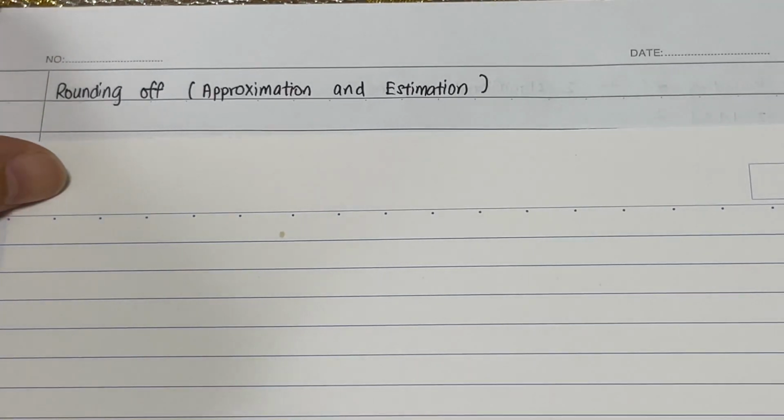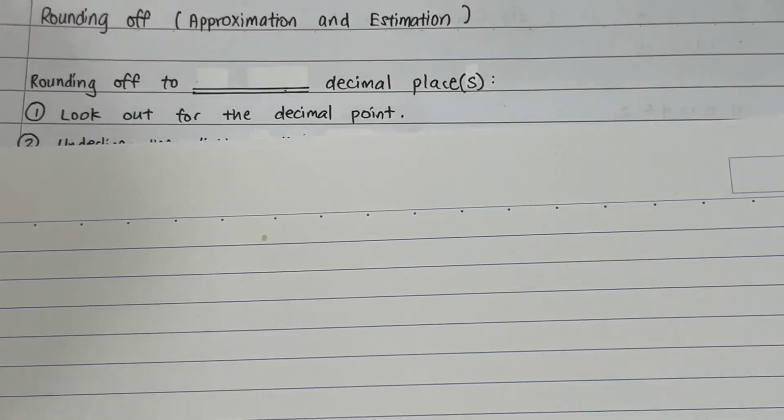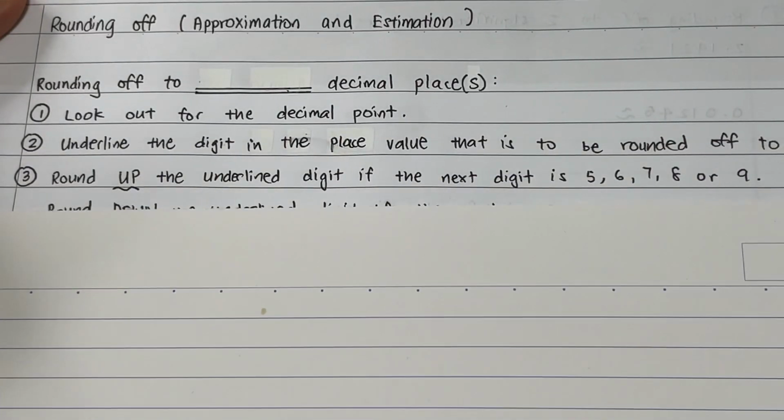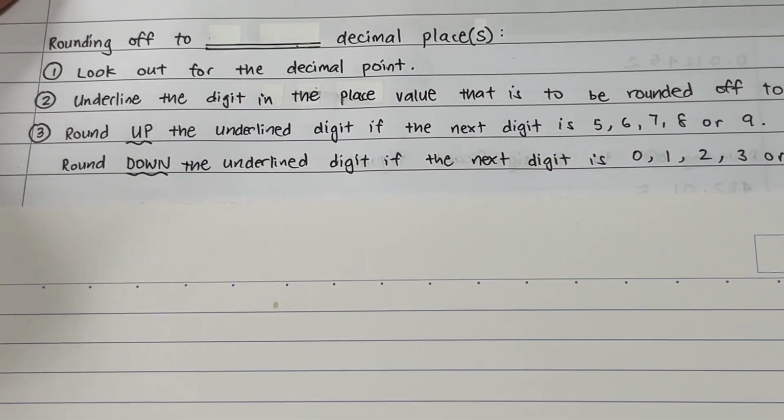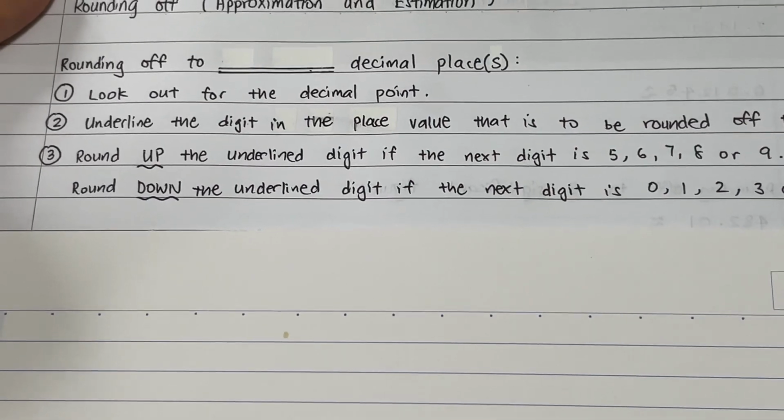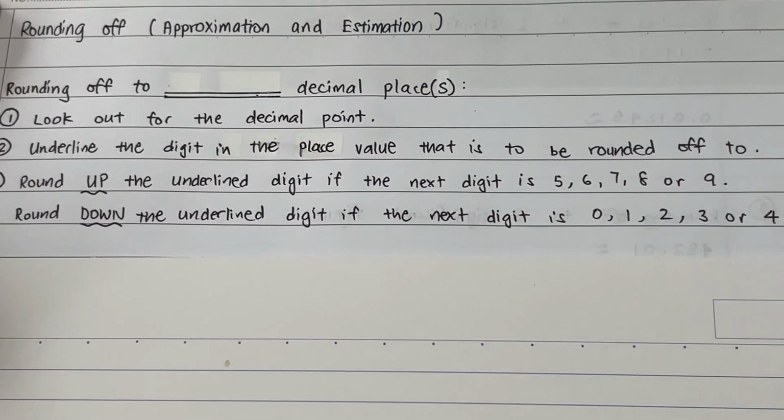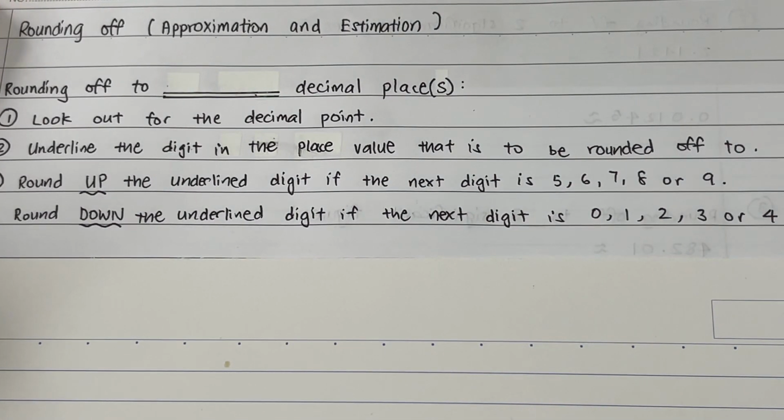estimation. This topic is covered in Secondary 1 for G1, G2 as well as G3 students. So let's go into what approximation and estimation is. And first off, we come to rounding off of a certain number to decimal places. So I have some notes here, and I'm going to try to make sense of these notes.